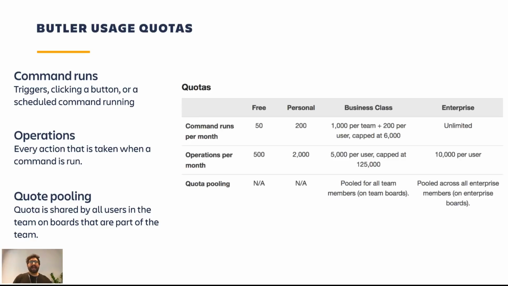Also with business class and enterprise, you get much more usage out of Butler. So you're going to get more command runs, more operations, and you have a higher quota for your team. There's also advanced features with business class and enterprise that allow you to use custom field data with Butler, and even send emails through Butler. Some more interesting stuff that I go into if you go check out the Butler webinar at trello.com/webinars.